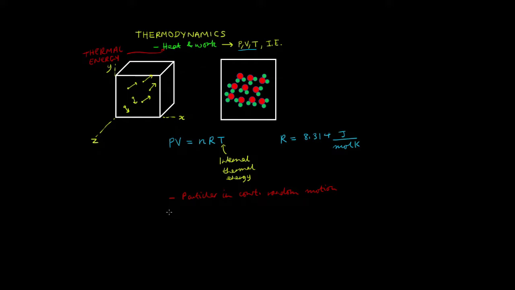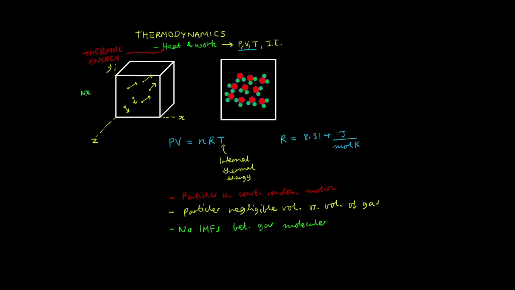And the second assumption is that the gas particles have negligible volume compared to the volume of the gas. And the third assumption is that there's no intermolecular forces between the gas molecules. So although there's negligible intermolecular forces, for example if we had neon gas, you'd have London dispersion forces between the gas molecules. Because they're quite weak, we tend to ignore them.